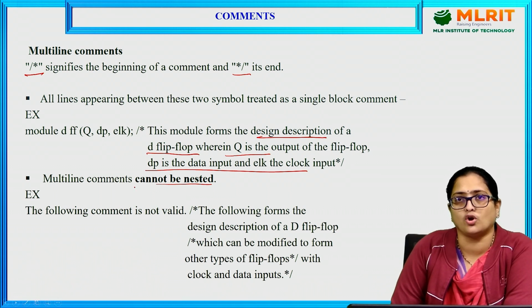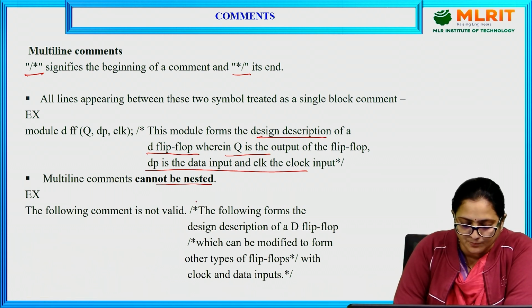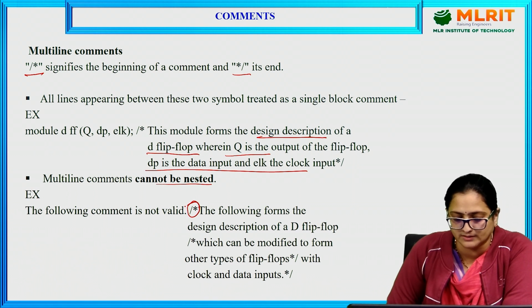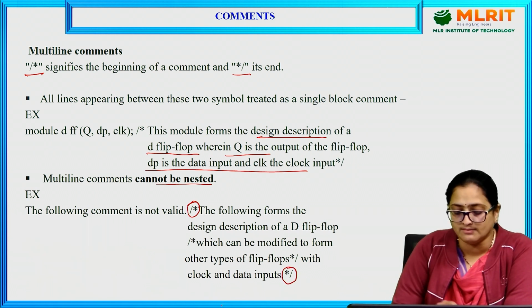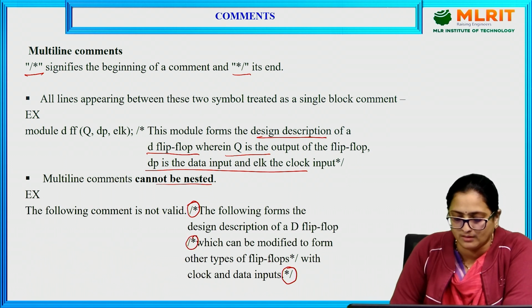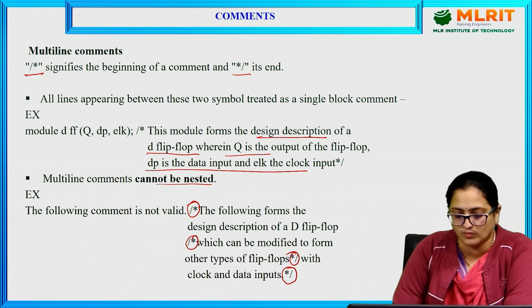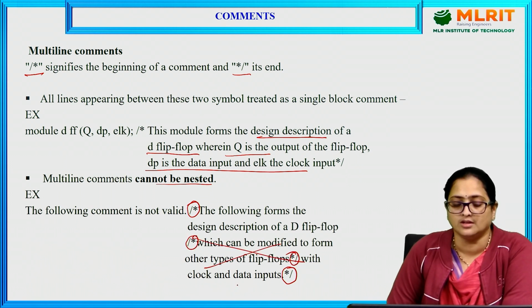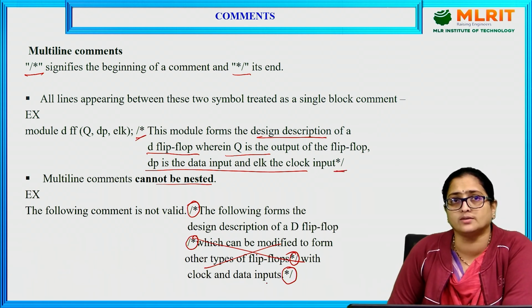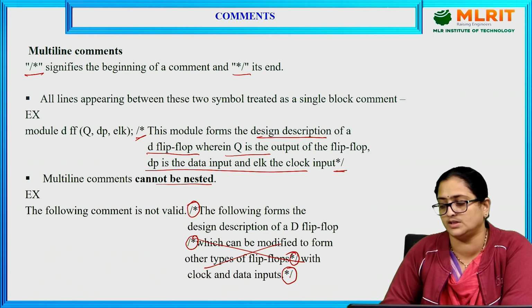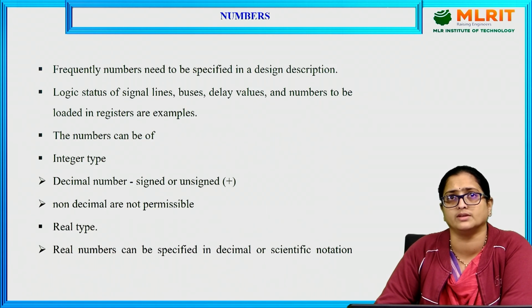Multi-line comments cannot be nested. See, this is the starting of the multi-line comment, and this is the ending of the multi-line comment. In this, I have used another multi-line comment. This will not be allowed. A multi-line comment should be independent. It should not be nested. These are the two different types of comments.